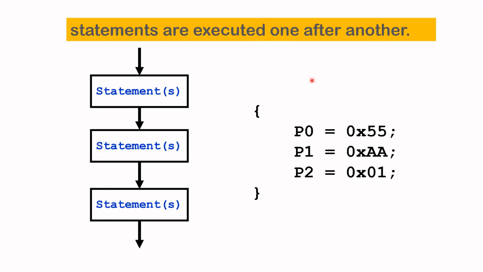Here is a code fragment example. Here we're assigning 55 hexa. 0x in C programming denotes hexa. So assign 55 hexa to the variable P0. Similarly, we have AA hexa, assign it to P1. Here we have 01 hexa, assign it to P2. Notice these four instructions are enclosed within the curly brackets.